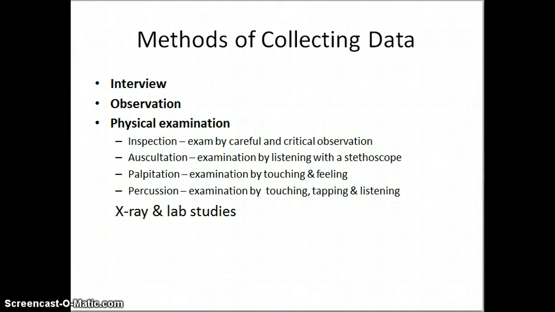And then we look at our x-rays and other laboratory results that have been obtained on that patient to help us collect data. Maybe their white count is elevated and they have a bad cough and the chest x-ray shows infiltrates. I'm not going to say they have pneumonia, but I'm definitely going to be looking at some of the nursing diagnoses that have to do with airway.